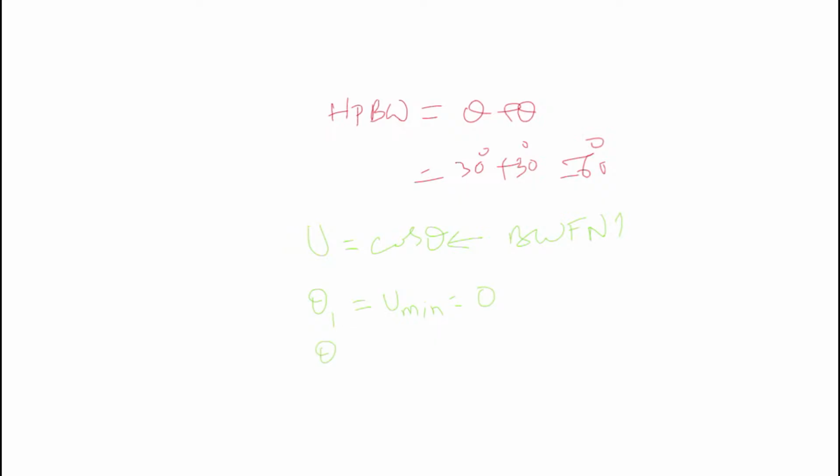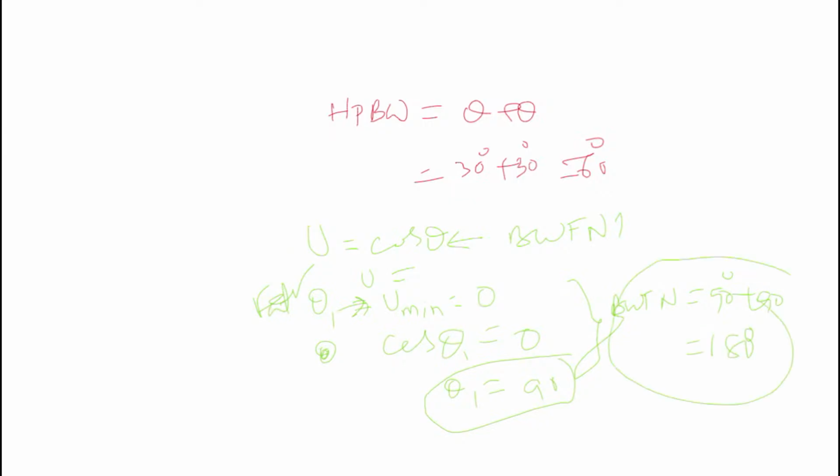At theta 1, U minimum equals 0. Therefore, at theta equal to theta 1, cos theta 1 equals 0. Then theta 1 value is 90 degrees. So therefore, theta 1 plus theta 1 gives the beam width between first nulls. So 90 plus 90 gives 180 degrees. This one is the beam width between first nulls.